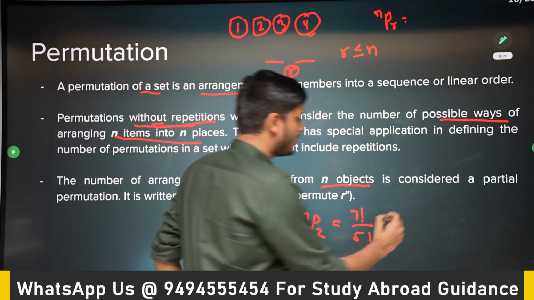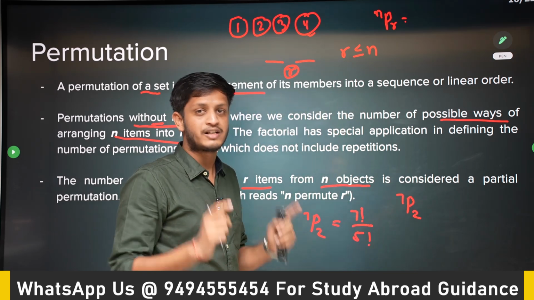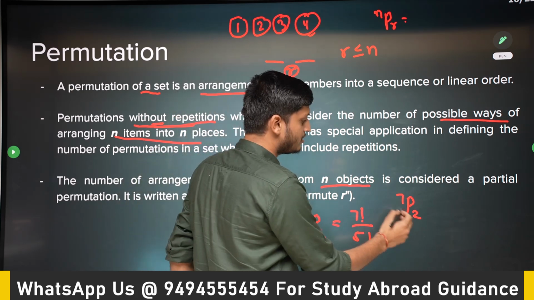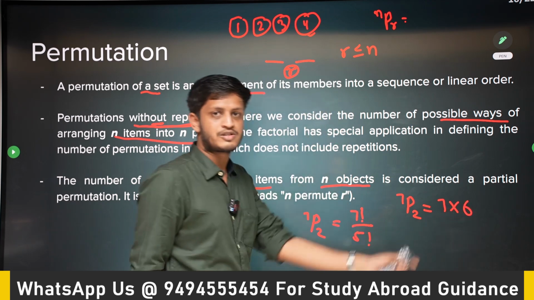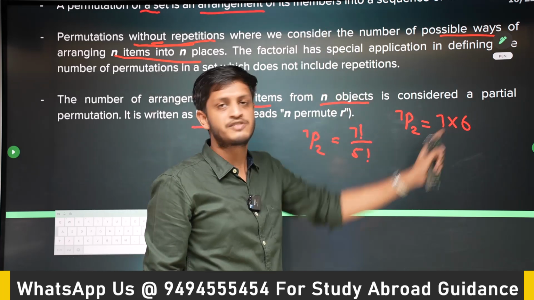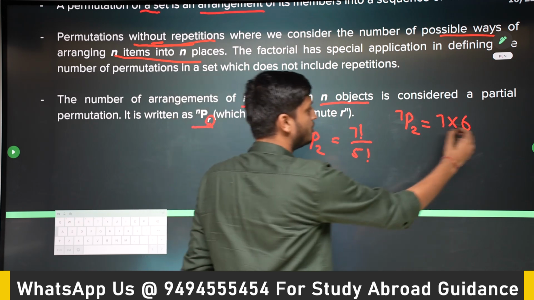Whenever you see 7P2, P means permute. Permute means arrange. Quickly get that in your brain. P means arrange. So you have to arrange 7 objects in 2 places. The number of ways will be 7 into 6. For the first place, you will have 7 options. For the second place, you will have 6 options. Don't do it the long way, it will take more time. Quickly you can calculate this.